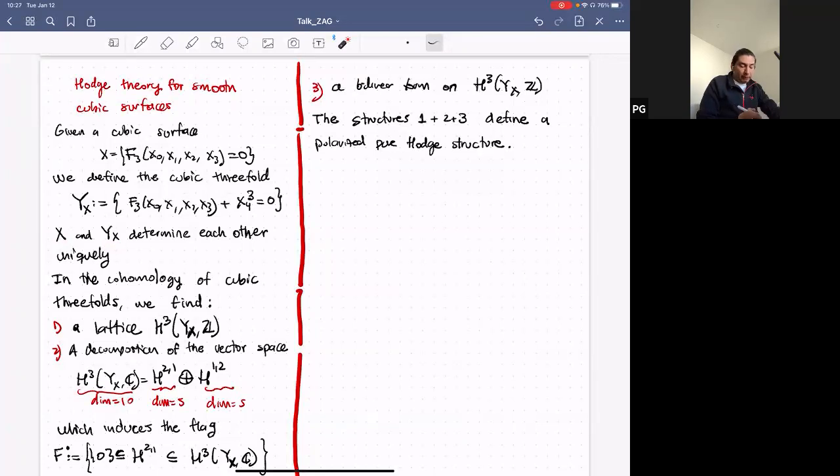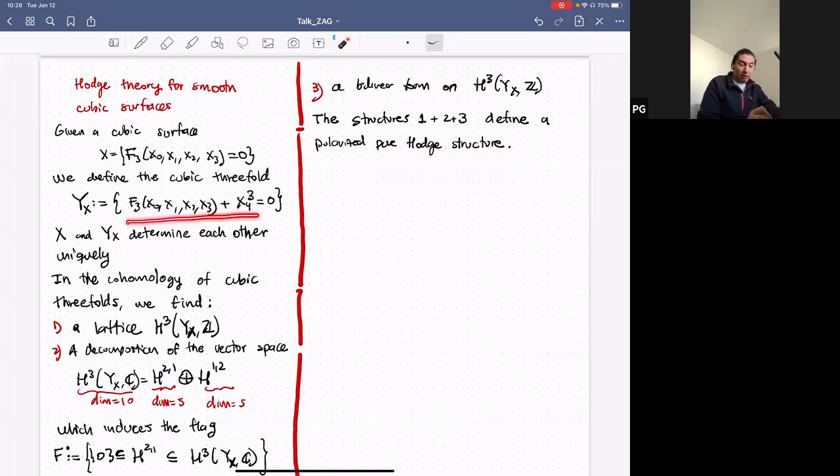So now, and again this is a bit of a lie, in the cohomology of the cubic threefold you find the following thing. You find a lattice, you have a decomposition in vector spaces, which induces a flag, and that flag can move. So you have moduli, and you have a bilinear form in the cohomology. So in this linear space, you have a lattice, a decomposition with a flag on it, and a bilinear form. And these three things define something that is called a polarized pure Hodge structure, with some additional conditions. And I want you to notice that it's kind of linear algebra data that we are associating to our cubic threefold.